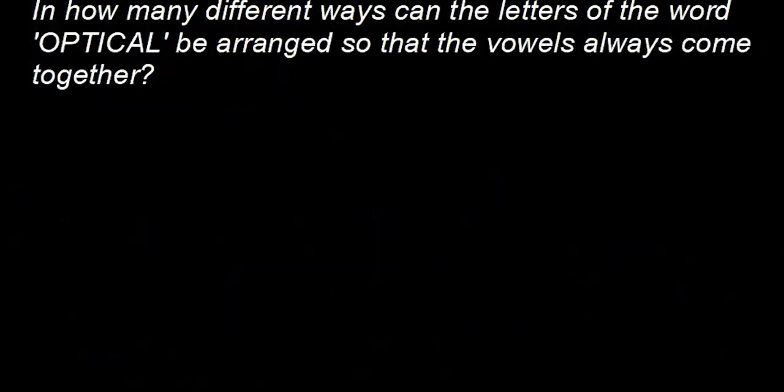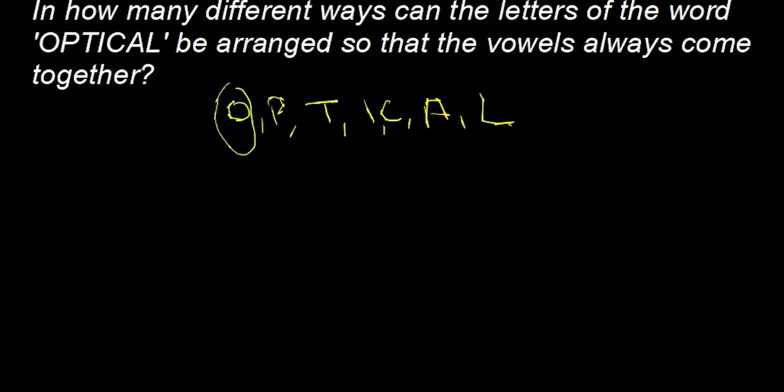In how many different ways can the letters of the word OPTICAL be arranged so that the vowels always come together? Okay, let's write down the letters of OPTICAL. So it is O P T I C A L. How many vowels are there? Let's mark the vowels: O, I, and A. So three vowels are there and four consonants are there.